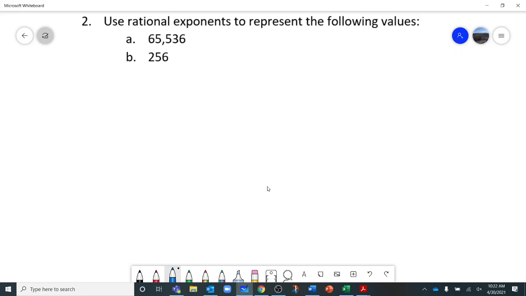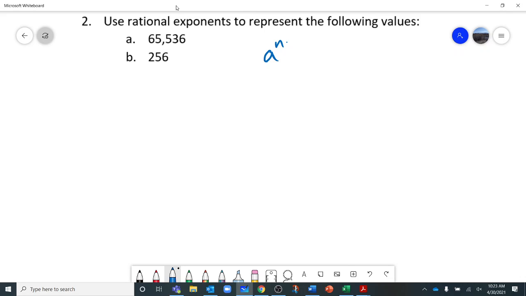So this says to use rational exponents to represent the following values. What we're looking for is some number raised to some other number. This would be the rational exponent. So these can be fractions, but can't be like pi or something. You can't do 8 to the pi.